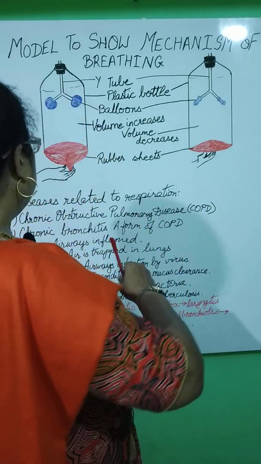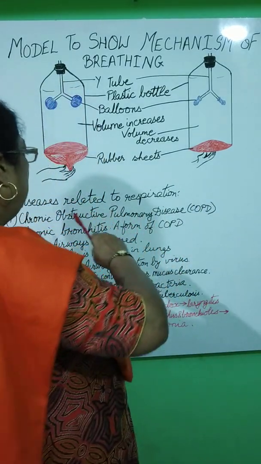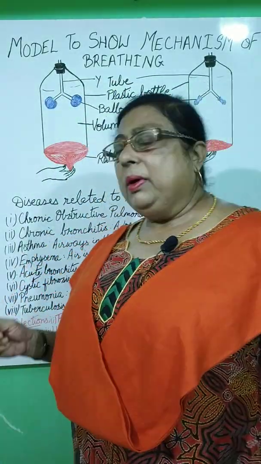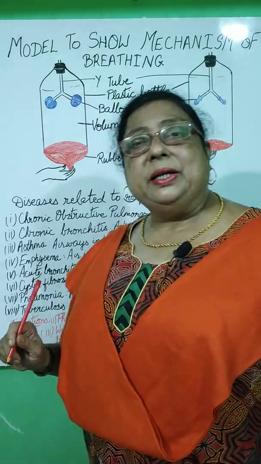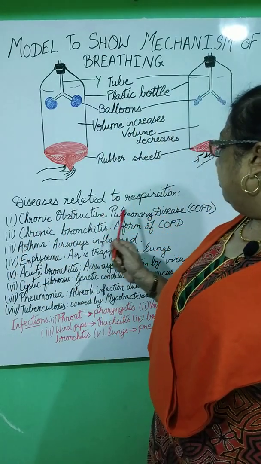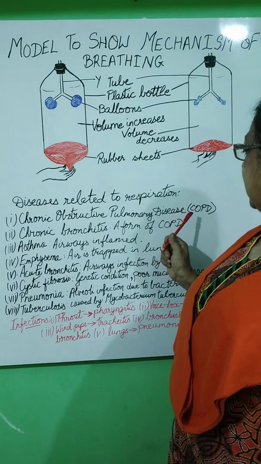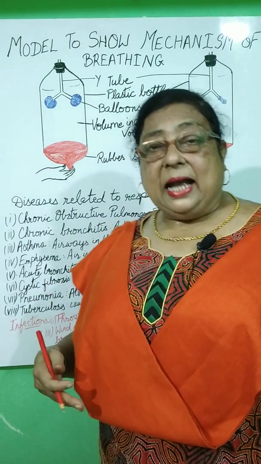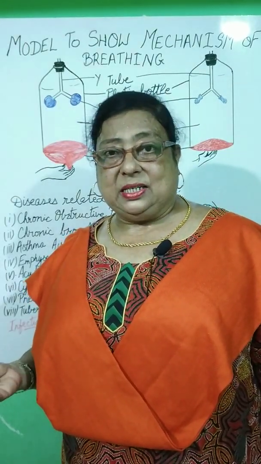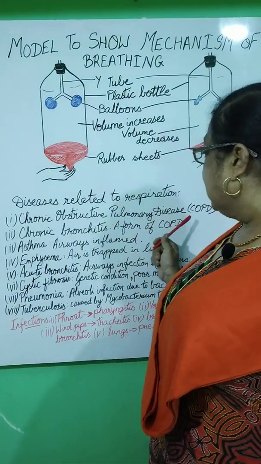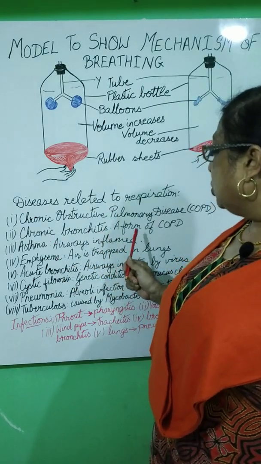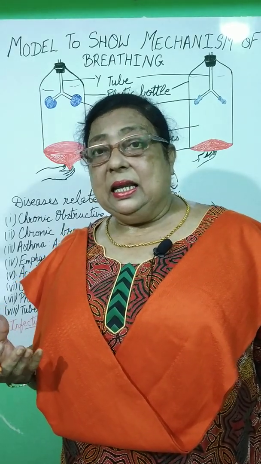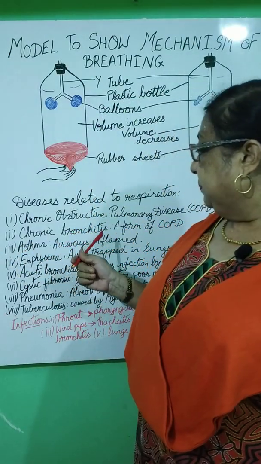Now, there are other diseases also relating to respiration. Some common ones, some of them I've mentioned over here. Chronic obstructive pulmonary disease. It is also represented by COPD. So here, exhaling becomes difficult for the patient and the patient develops this disease. Chronic bronchitis is also a form of this, when a lot of cough collects in our bronchus.